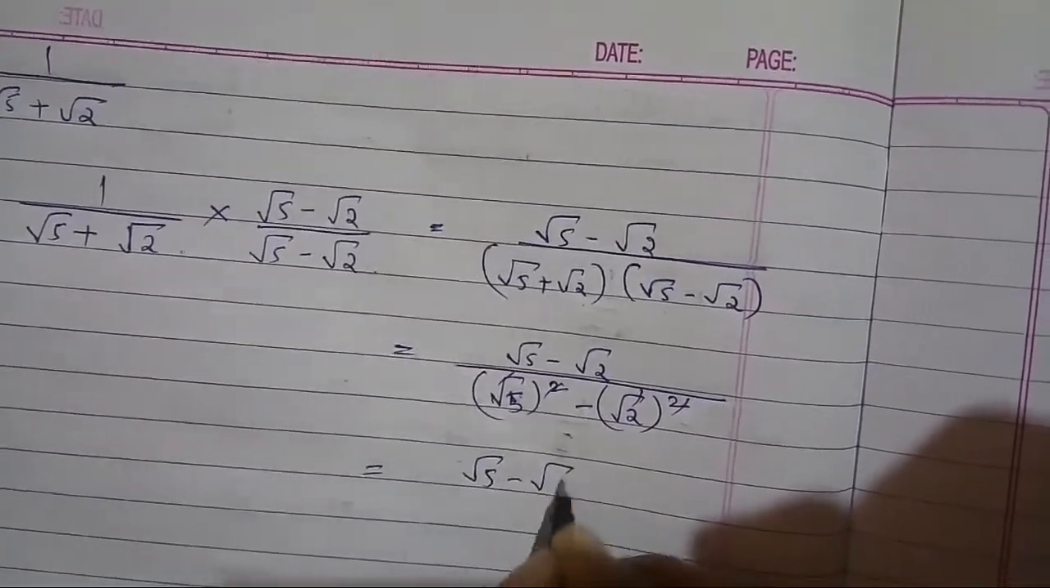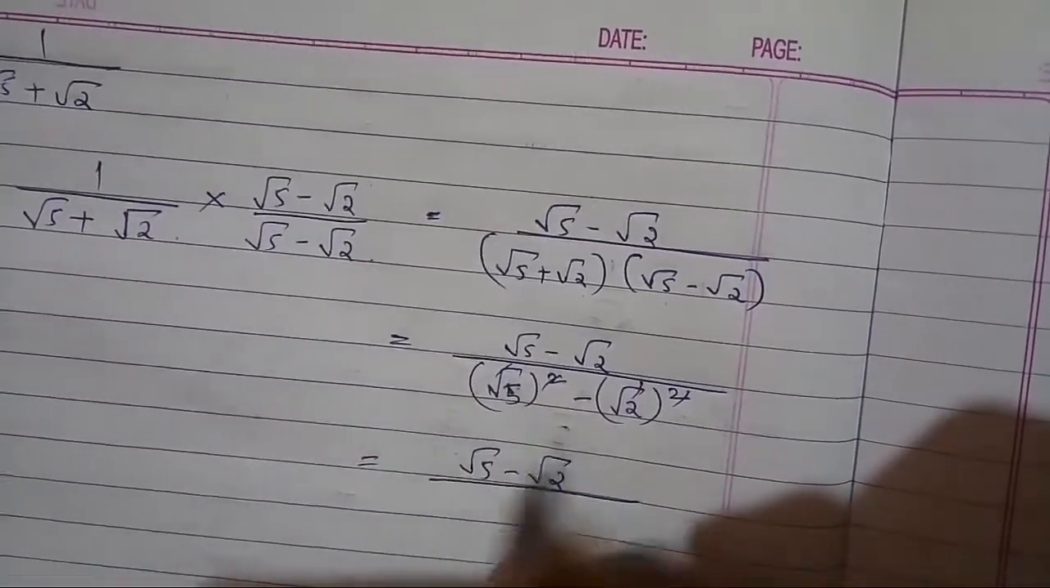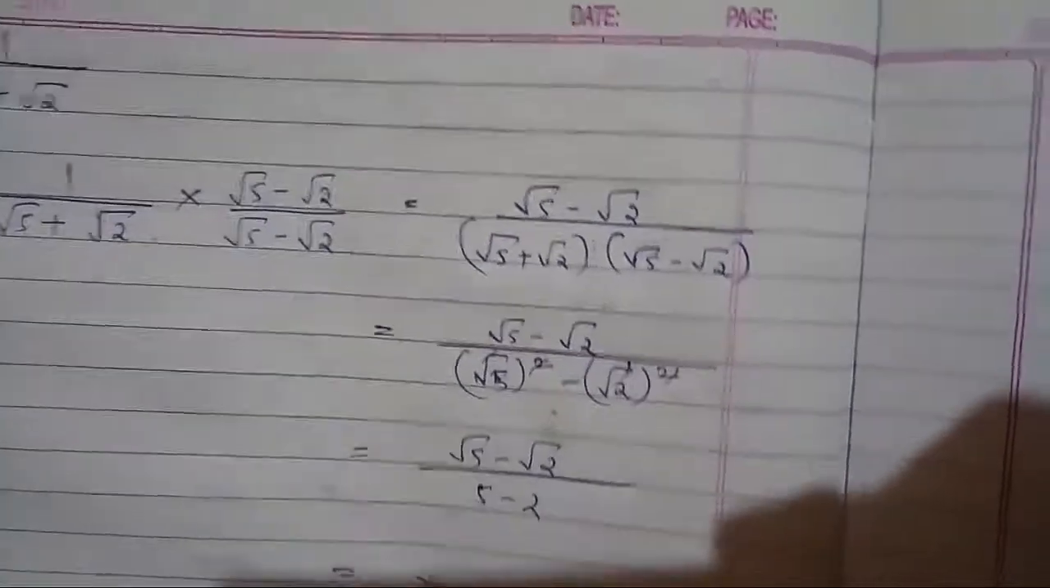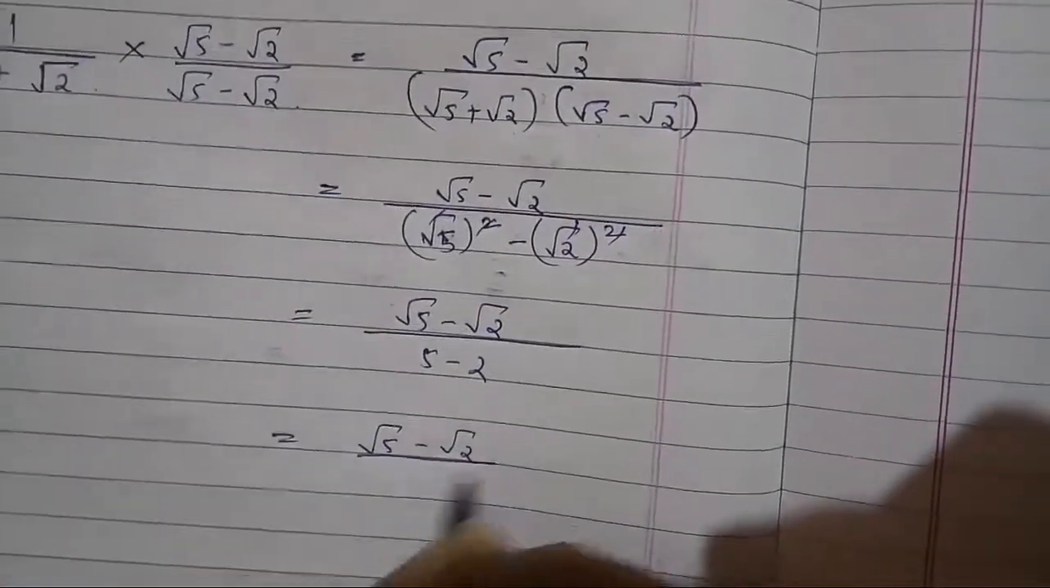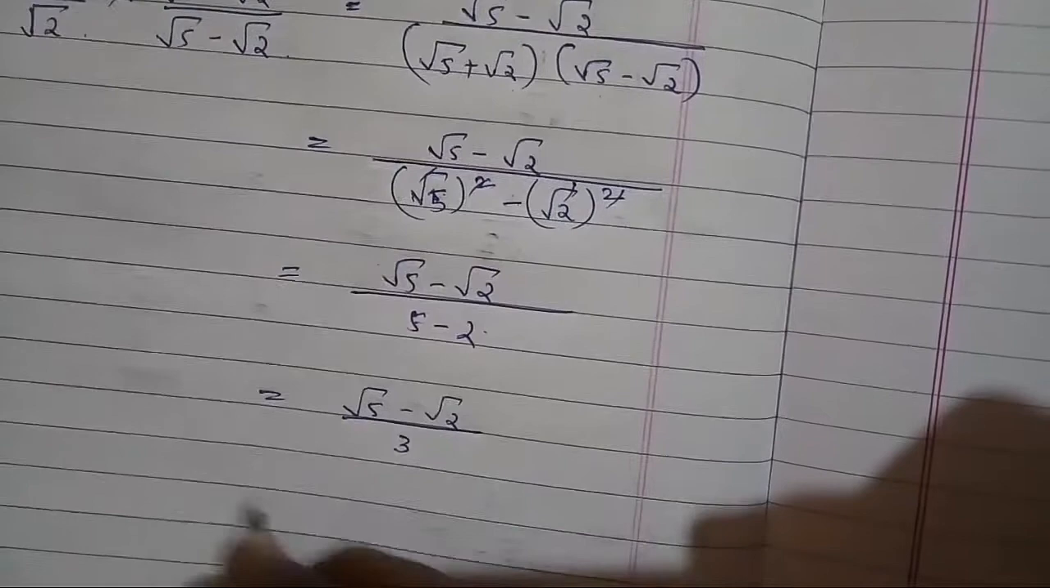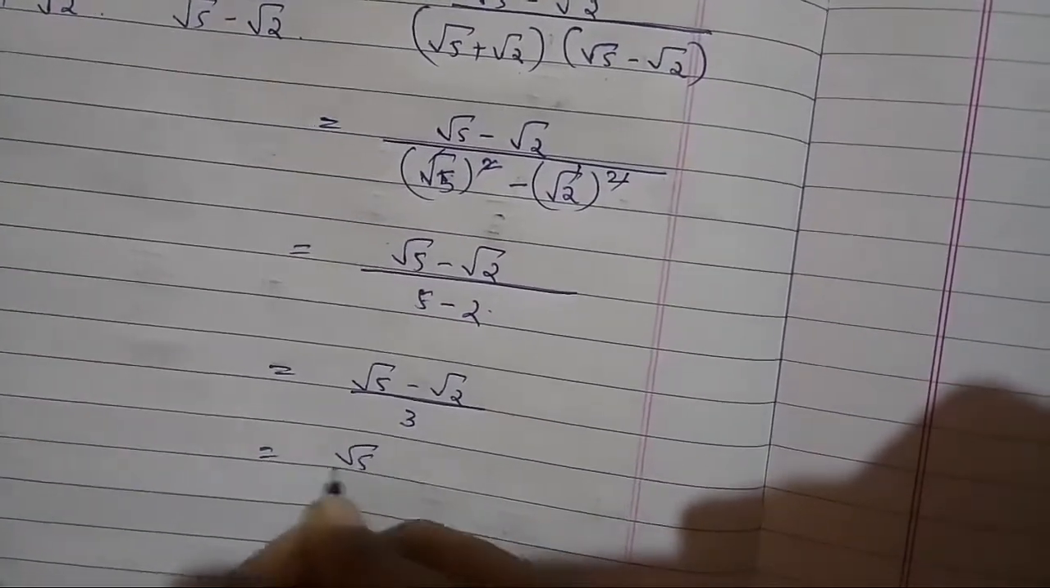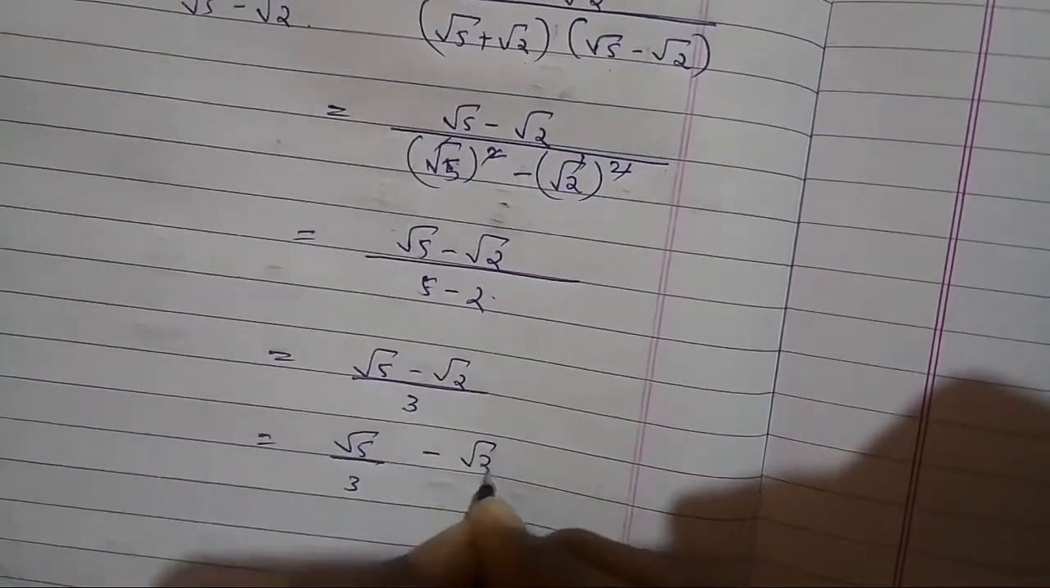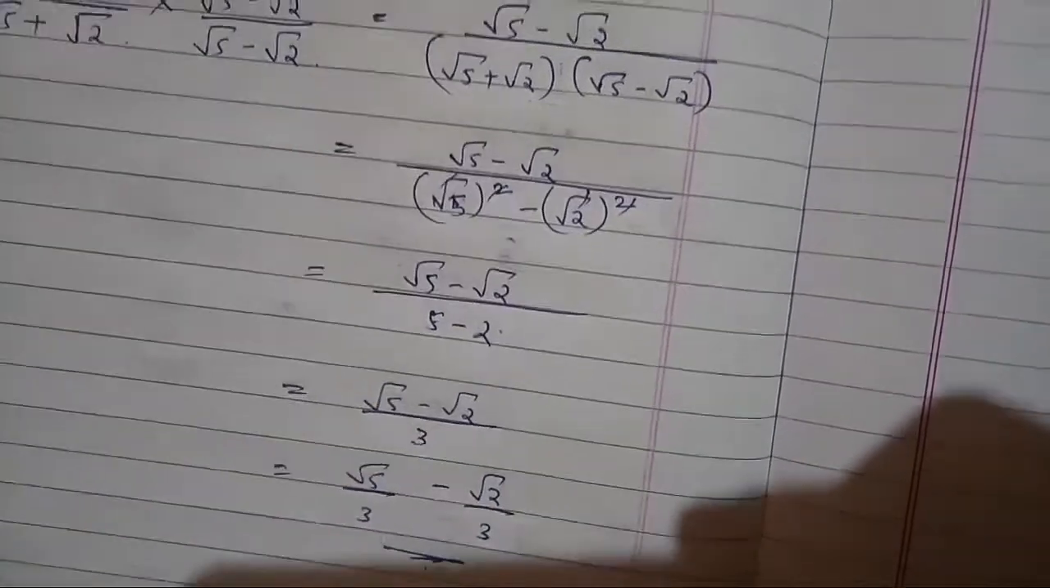Root 5 minus root 2 divided by 5 minus 2. 5 minus 2 is 3. You can write separately, that is root 5 by 3 minus root 2 by 3, or keep as it is. Solved.